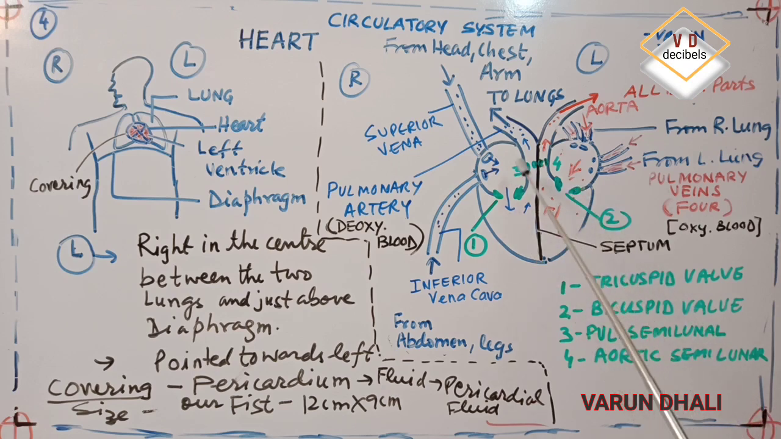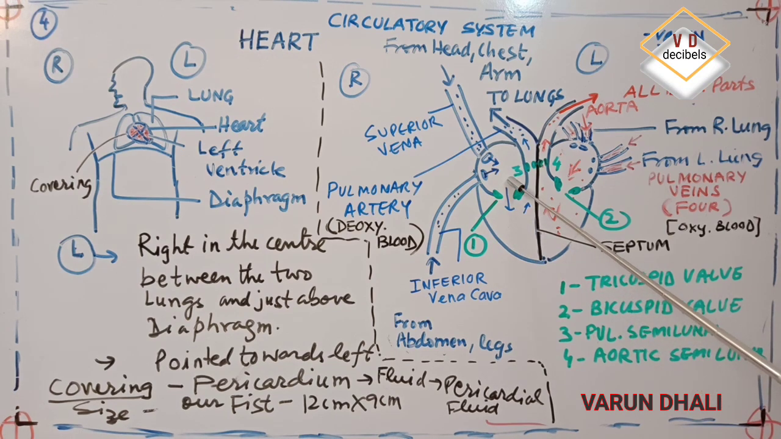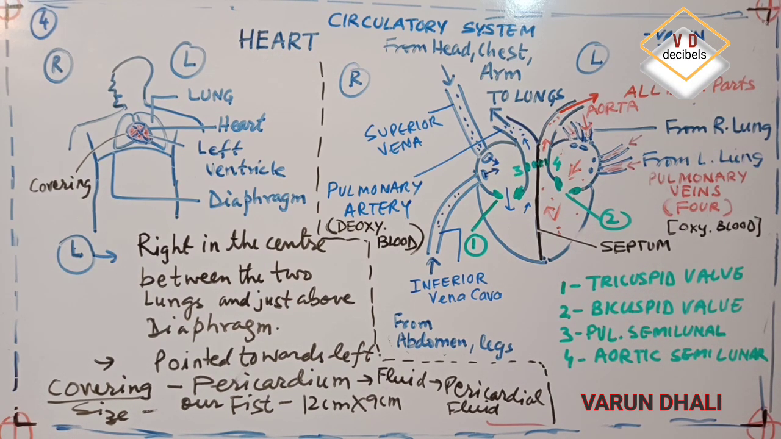And these two parts, left part and right part, are separated by a membrane that is called septum. The main function of the septum is that it prevents the intermixing of deoxygenated blood with oxygenated blood. This part receives deoxygenated blood, and this part receives oxygenated blood. Therefore, the role of the septum is very important.